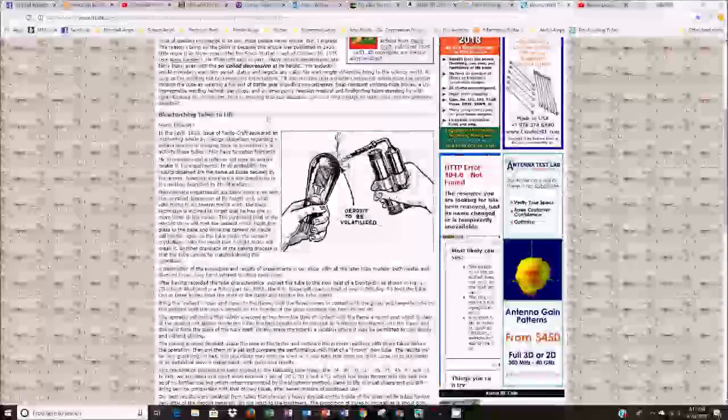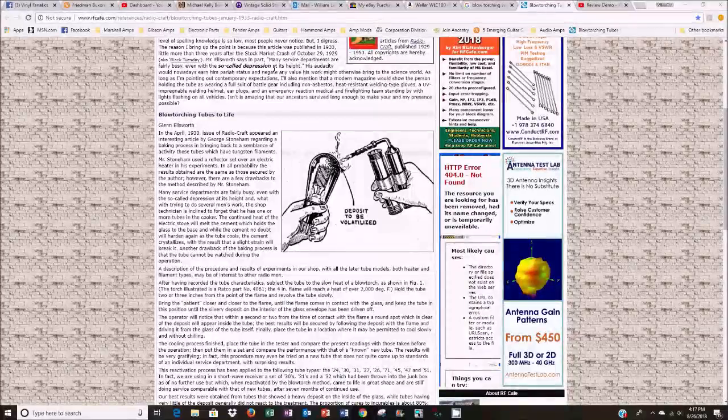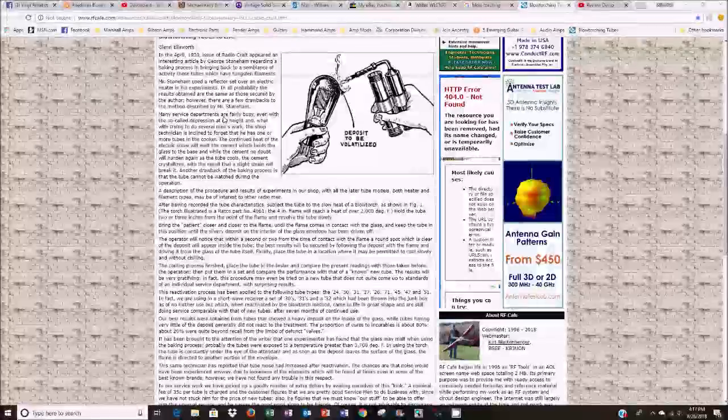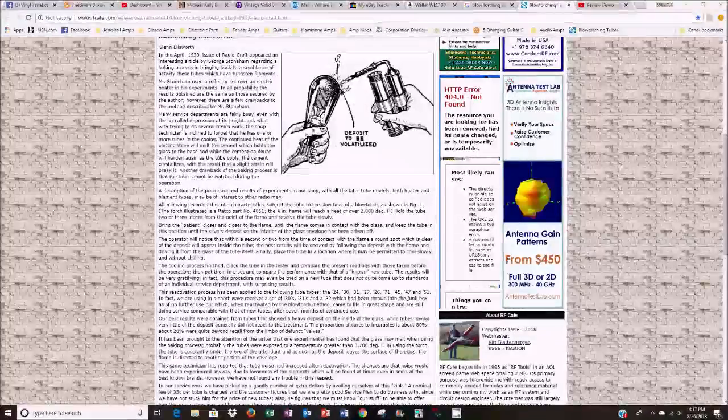This was in the middle of the Great Depression, and I guess people were trying to find ways to revive tubes. But the article is called Blowtorching Tubes to Life. And it's kind of interesting.